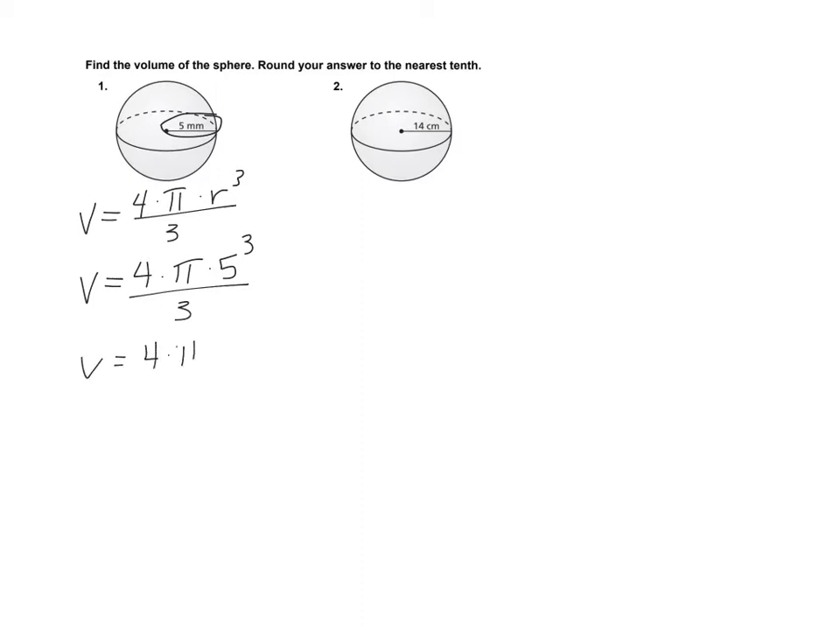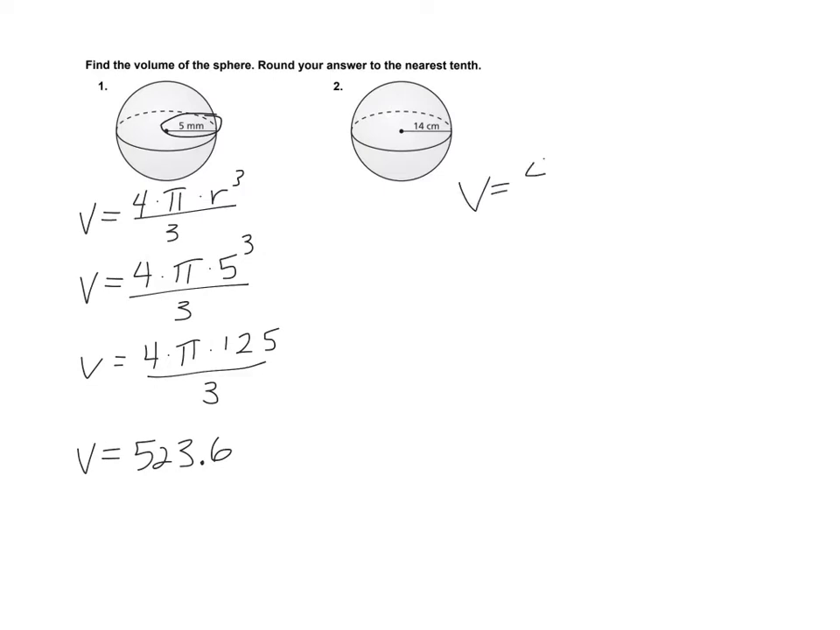4 times pi times 5 to the third. Let's see, 5 to the third is 125. Whole thing divided by 3. Now I'm going to put this into my calculator. I'm going to go 4 times pi times 125 equals, and then I'm going to divide by 3. So my volume on this first shape is 523, and rounded to the nearest tenths place would be 0.6.